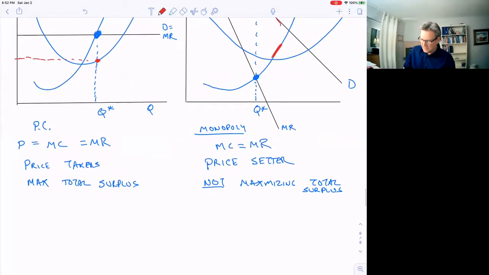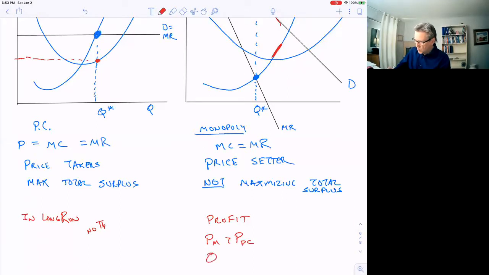In perfect competition, in the long run, there's no profit. But for a monopolist, there is profit. So there is profit over here. And the price under the monopolist will be greater than the price under perfect competition. And the quantity produced by the monopolist will be less than the quantity that's produced under perfect competition.